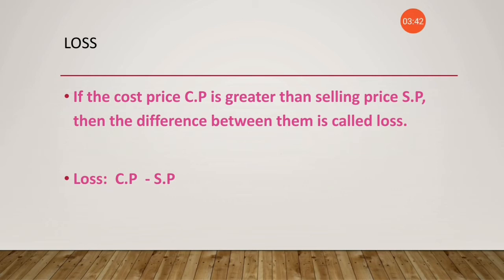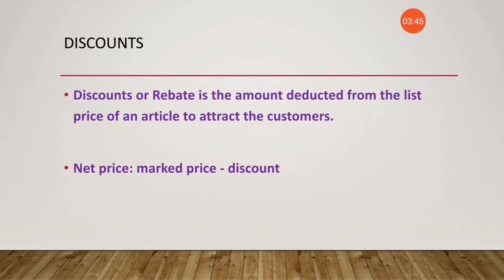So that is loss. Next in this chapter, the topics and sums are related to discounts. The discount or the rebate. In place of discount, we generally use this new word, rebate, which is the amount deducted from the list price of an article to attract the customers. It's new for you. So discount, we know, means we will get 10% discount, 20% discount, 50% discount.